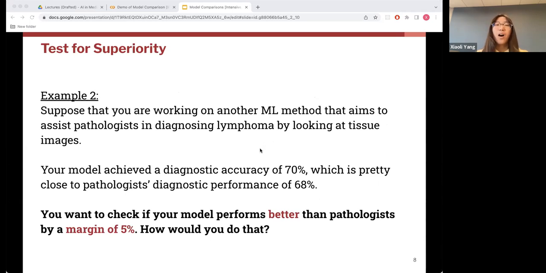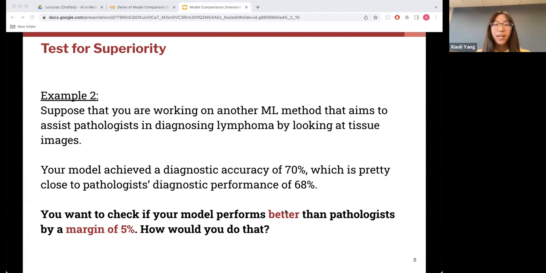So here is how I would modify the examples to make them tests of superiority. For example, recall that in example 2, we are working on a machine learning method and comparing it to a pathologist's performance. To ask a superiority question, you will ask if your model performs better than pathologists by a margin of 5%. By saying better, we are implying we are testing superiority, and by defining 5%, we are giving a stated margin.